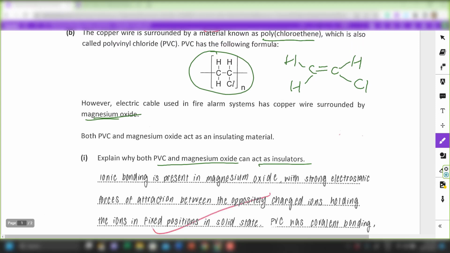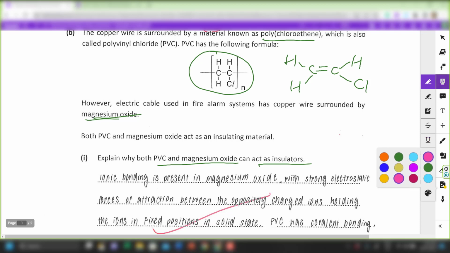Explaining why PVC is a good insulator might be a little bit challenging, because you might be wondering, do you need to go and discuss the band theory? Some of you might read a little bit more to be able to understand why certain materials are conducting. So for example, what's the difference between a conductor, a semiconductor, and a non-conductor? Yeah, for this question, the requirement is not to go into that kind of detail. So all you need to do is simply focus on the covalent bonding within PVC.